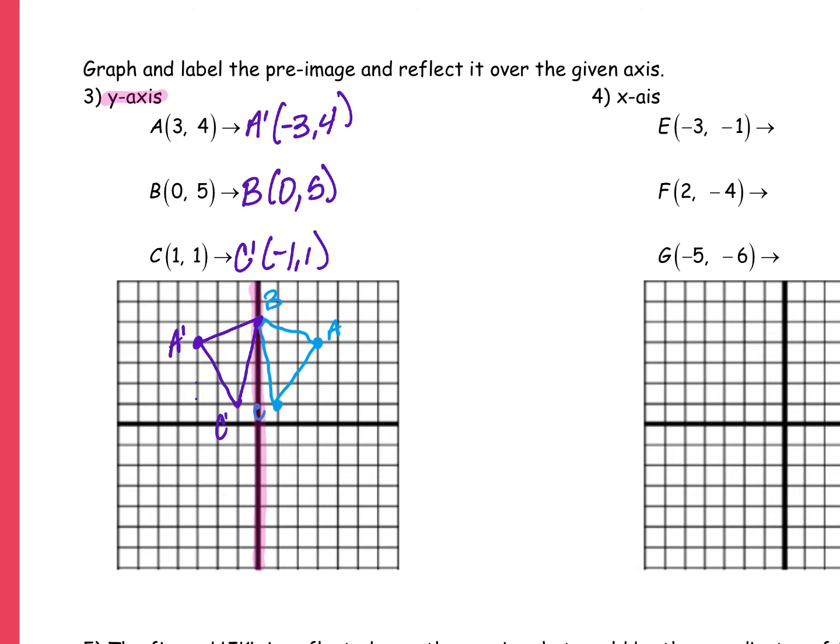Good. And most of your homework, just so you guys know, you're getting one of these, right? A point, and you got to go to here, right? So you got to remember my rule. If I flip over the y-axis, what changes? The x value. If I flip over the x-axis, what changes? The y value. Does that make sense? So it's the opposite value that changes.